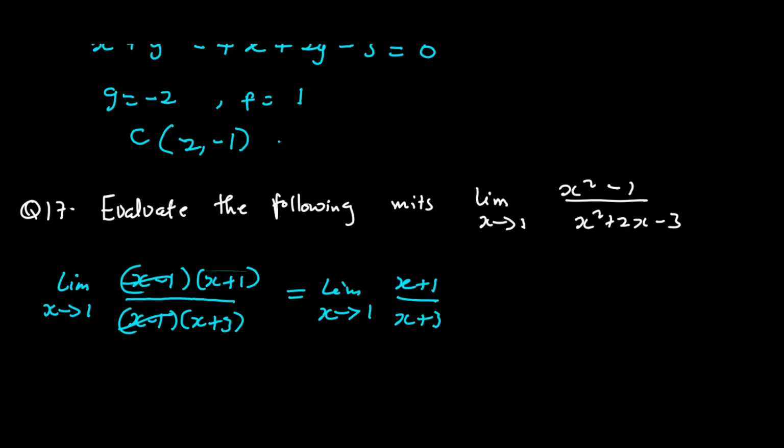Now we can substitute our point in, and then we have 1 plus 1 all over 1 plus 3, and that will give us 2 over 4, simplifying to give us 1 over 2. So this is how we can also solve this particular question.